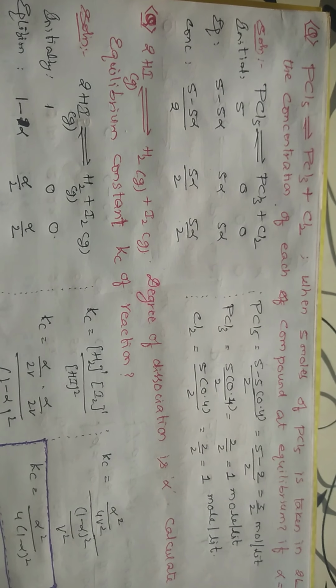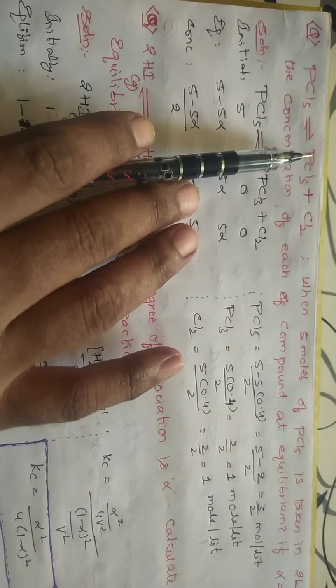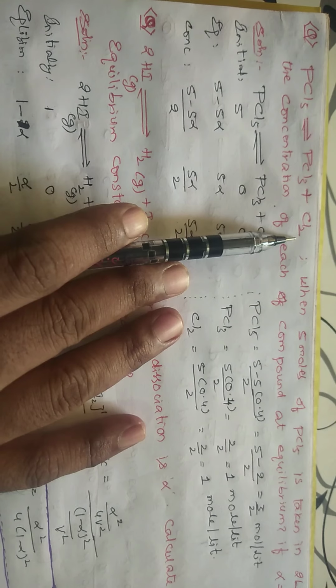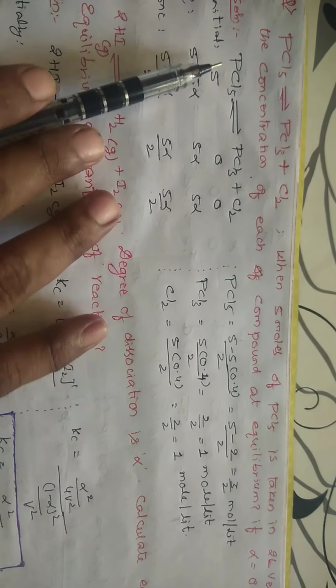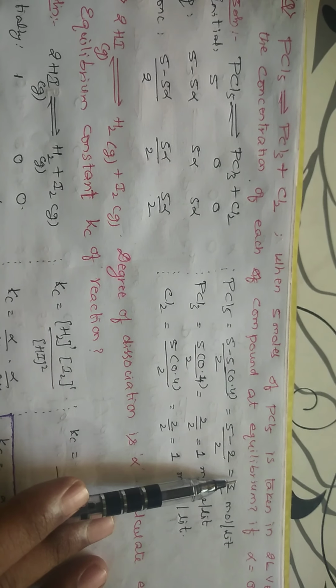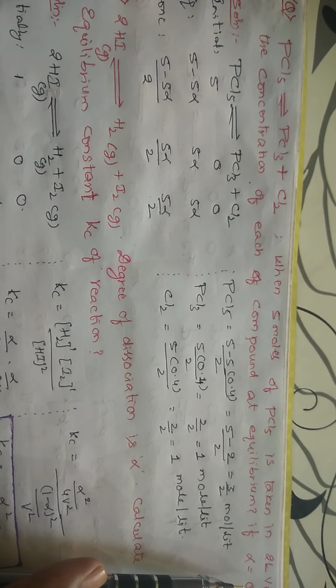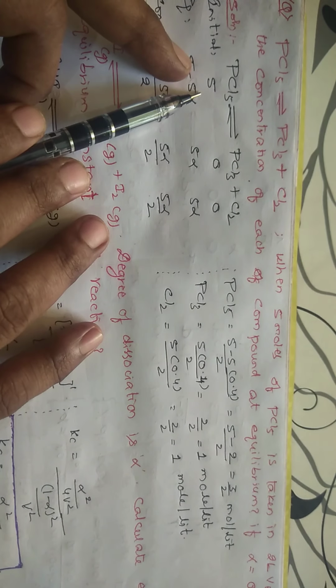Hi students, let us take one more example. PCl5 is in equilibrium with PCl3 as well as Cl2. When 5 moles of PCl5 is taken in a 2 liter vessel, find the concentration of each of the compounds at the equilibrium if alpha is equal to 0.4. See, initially he is taking 5 moles.